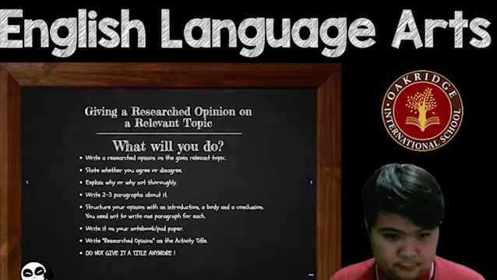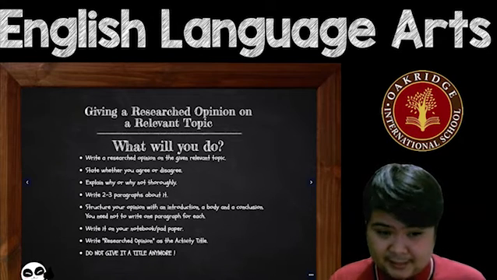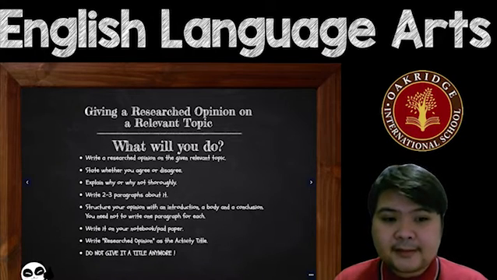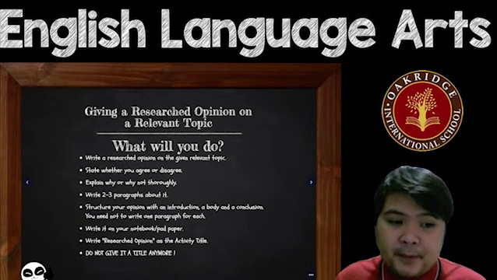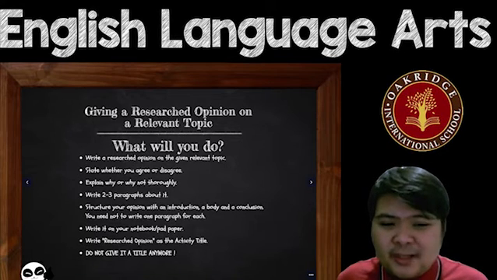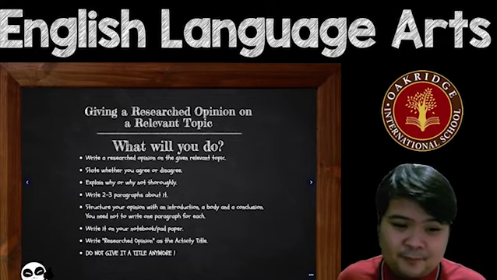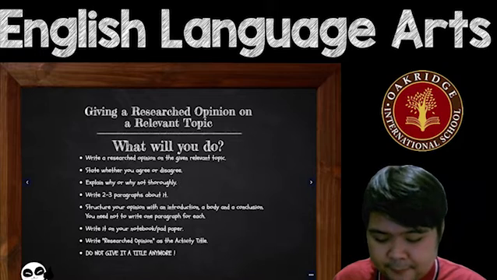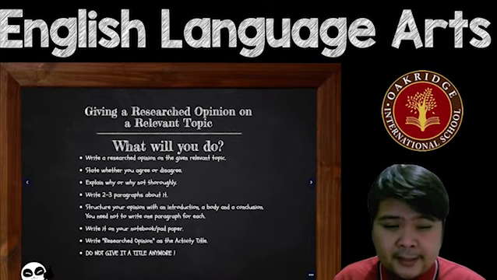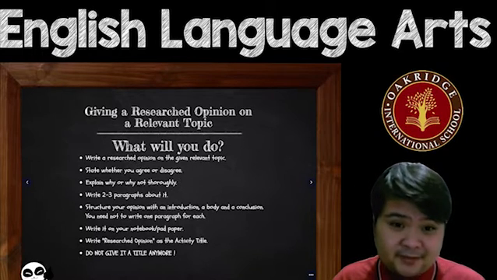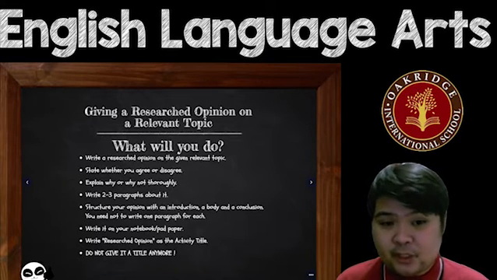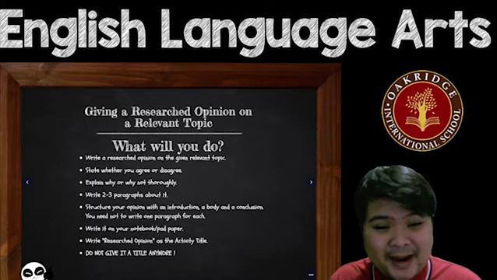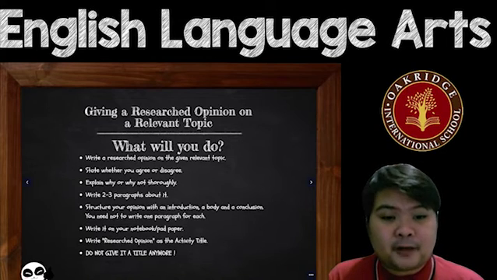Example. Yes, I agree. Because. Right? Write 2 to 3 paragraphs about it. Okay? Structure your opinion with an introduction, a body, and a conclusion. Take note, you need not to write 1 paragraph for each. No. Okay? So, you could combine the introduction and the body, it's fine. Right? Or the body and the conclusion, it's fine too. Right? Take notes, 2 to 3 paragraphs. It's up to you. Alright?